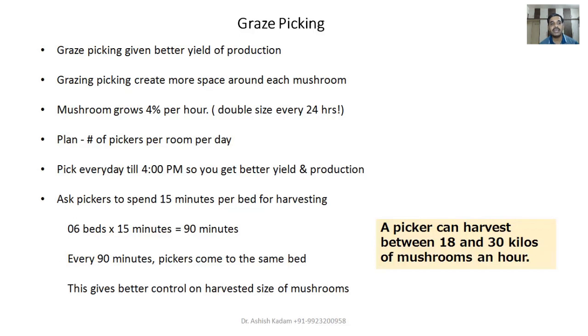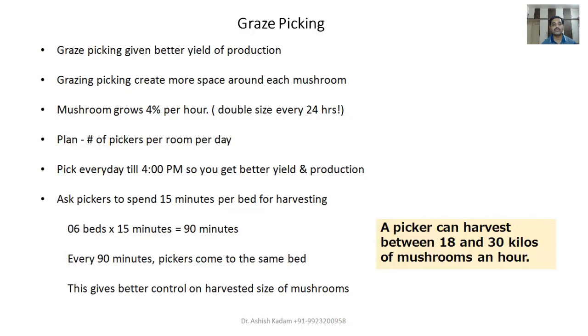Graze picking means we have to do the harvesting at a certain rate. Graze means when a lamb is eating the grass in the field, it is grazing, it is eating at a certain rate. So we have to move further when you are picking the button mushroom at a certain speed. Graze picking gives better yield of production, because it creates more space around each mushroom. Mushroom grows 4% per hour, that we understand. That is, every 24 hours the size of the mushroom doubles.